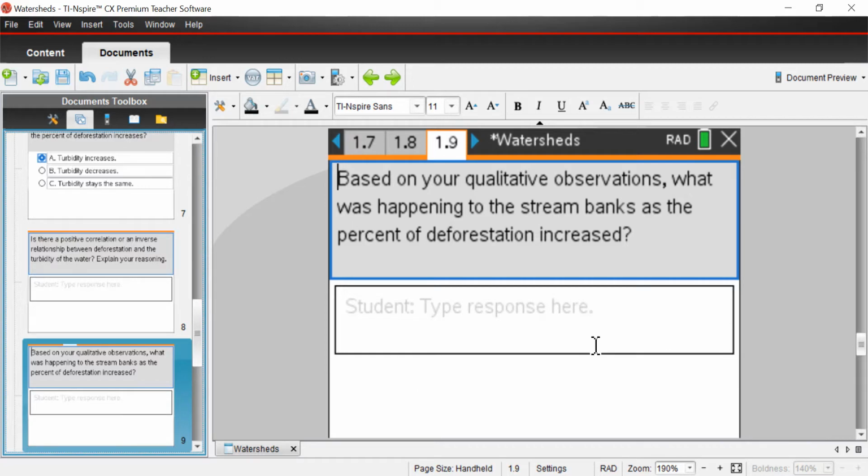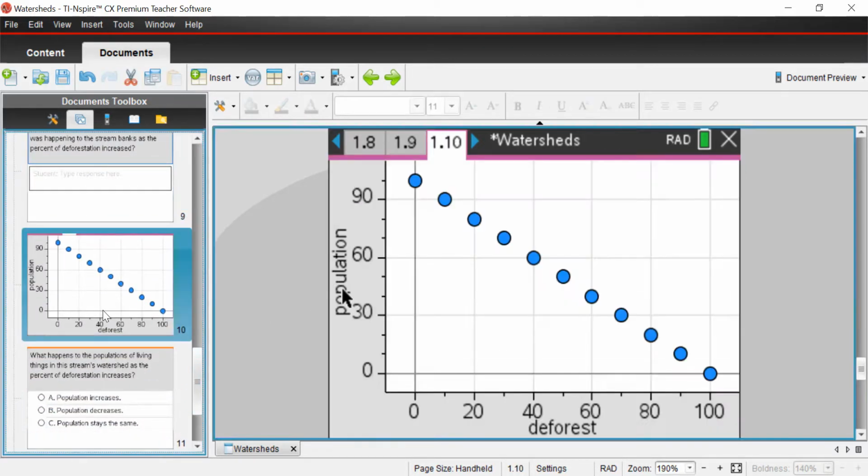Okay, so I would answer this question by saying the stream banks were eroding as the percent of deforestation increased. More water could be seen, and there was less green ground cover and more brown dirt. So that would be a perfectly good answer if someone asks you for a qualitative observation. You're describing what's happening in the process.